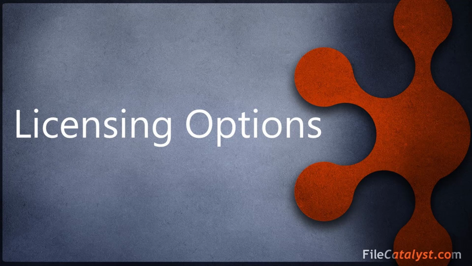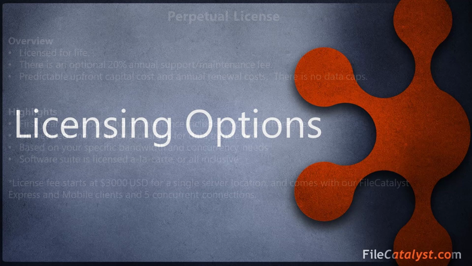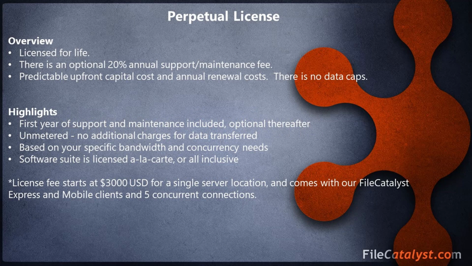To finish things off, what are the licensing options? One option is the perpetual license. You can buy a license. It's for life. You own it. There's an optional support and maintenance for 20%. It gives you access to our support and to all the upgrades and all the versions. And then it's an annual support of 20%.